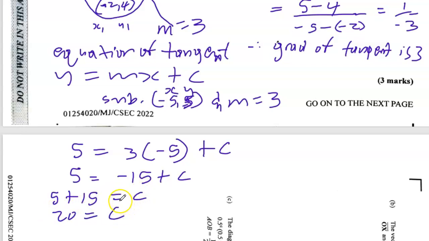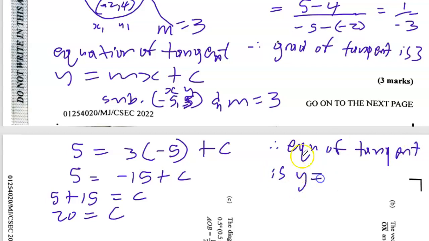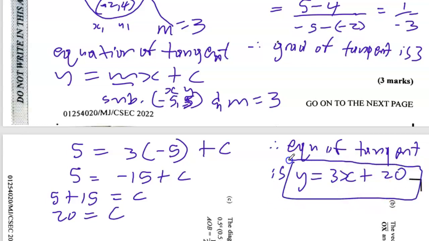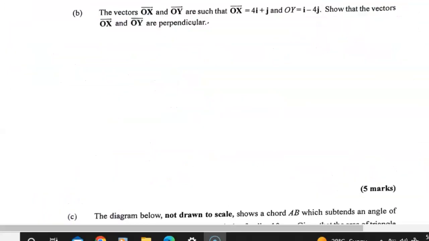So the equation of the tangent, therefore, is y equals mx plus c, and remember m for the tangent is 3, so y equals 3x plus the constant 20. So that's our solution there, the equation of the tangent. Let's move on.